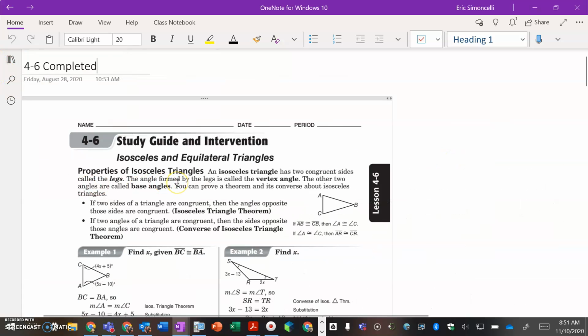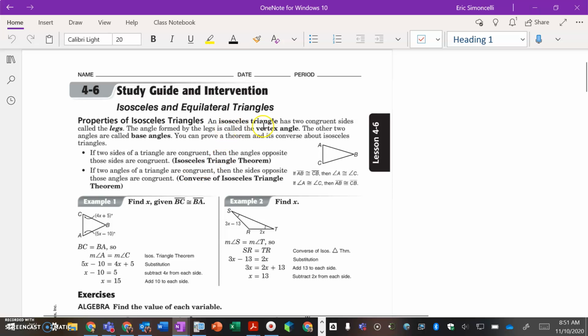Properties of isosceles triangles. An isosceles triangle has two congruent sides called the legs. The angle formed by the legs is called the vertex angle. The other two angles are called base angles. You can prove a theorem and its converse about isosceles triangles.